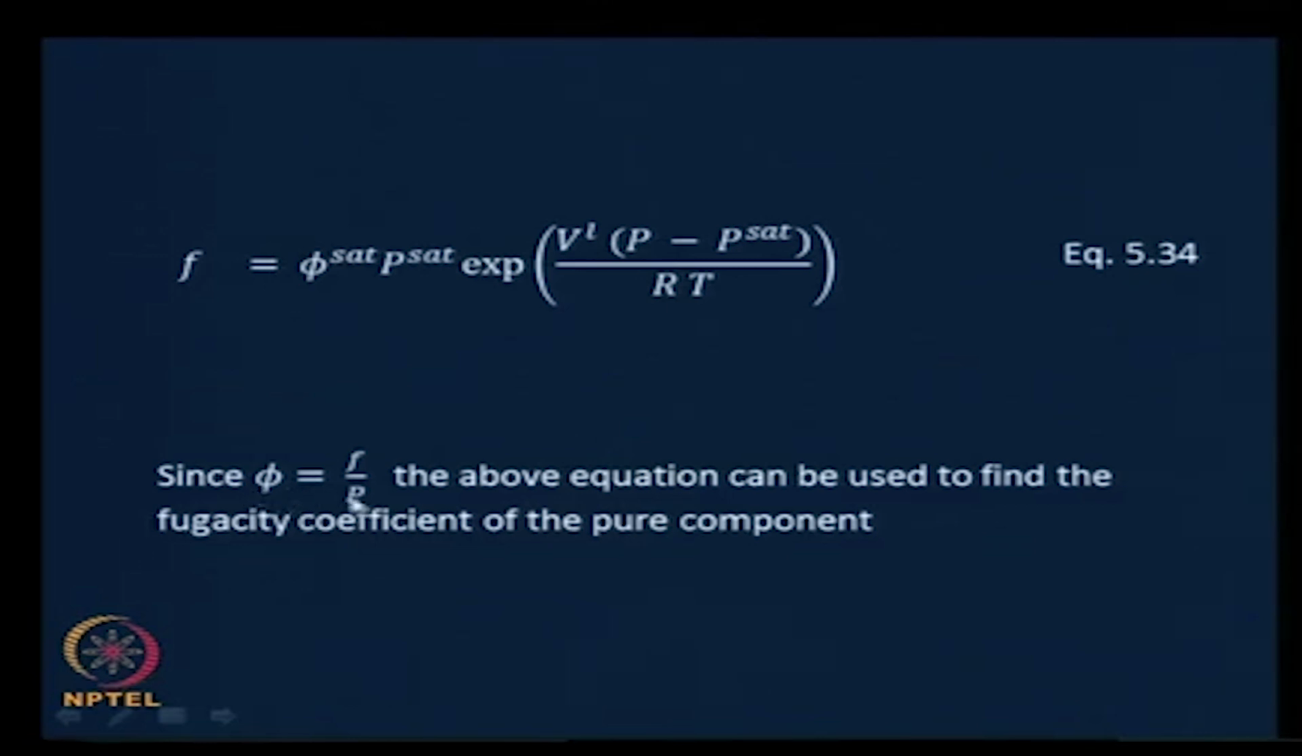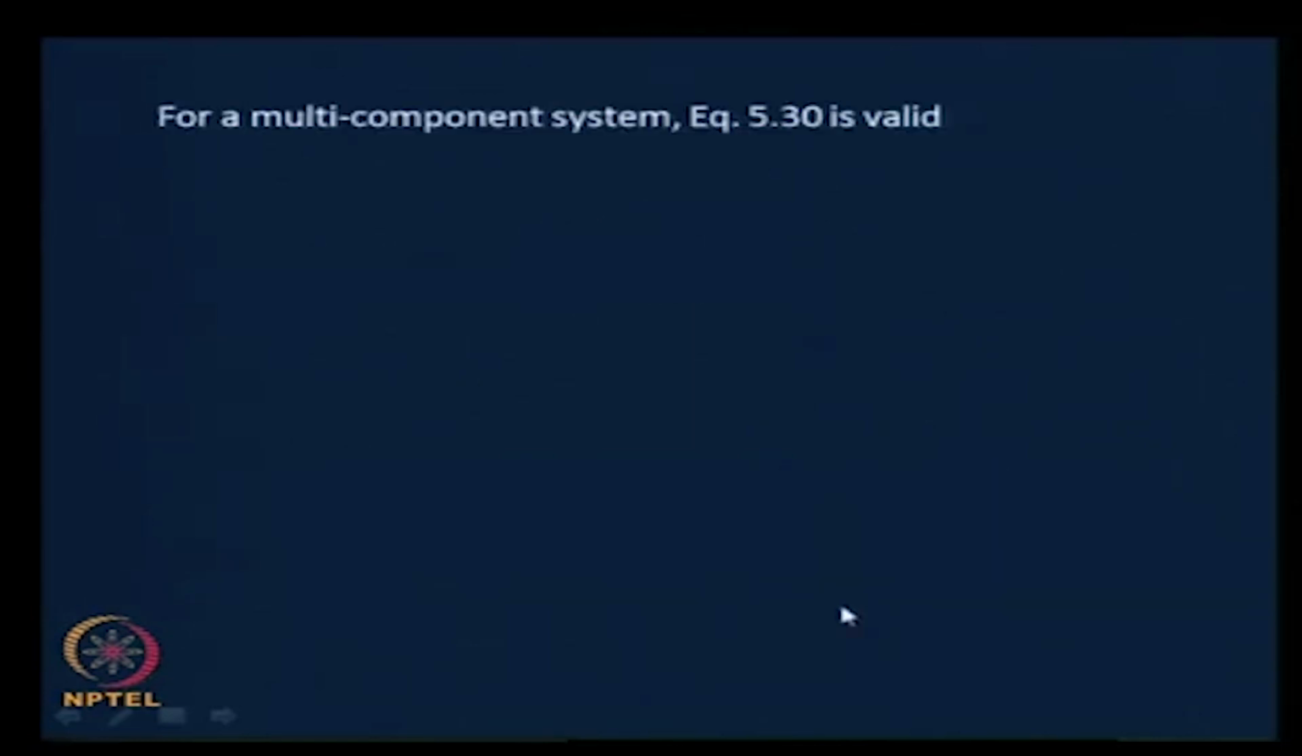Now, phi is nothing but the fugacity coefficient, which is f by p. Therefore, the above equation can be used to find the fugacity coefficient of a pure component that we have somehow arrived at, but let us clarify that a little further. That was for a pure system. We need to look at a multi component system. That is what I meant by clarifying further.